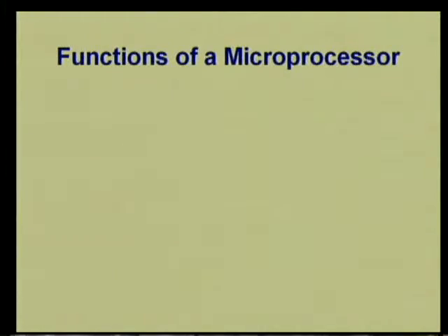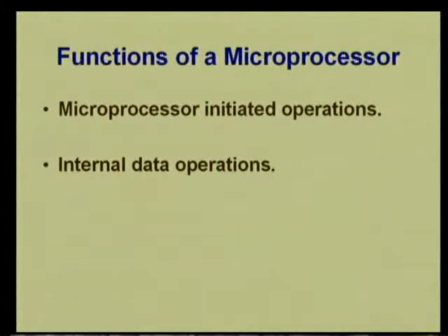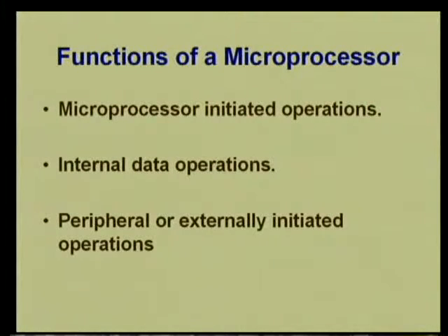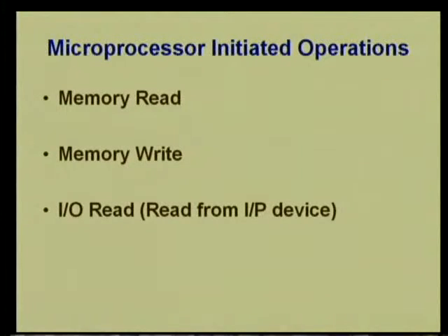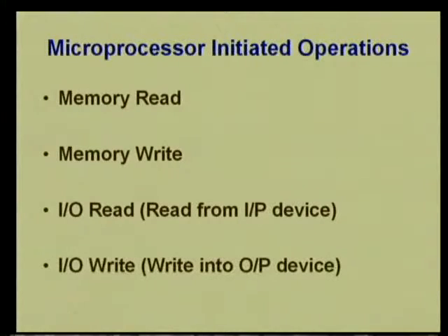The overall functions so far we have seen can be classified into three categories. So there are microprocessor initiated operations, internal data operations, and peripheral or externally initiated operations. Now we can see these operations one by one in detail. Let us see microprocessor initiated operations. These operations are nothing but memory read, memory write, input output read, that is reading from an input device, or input output write into an output device.